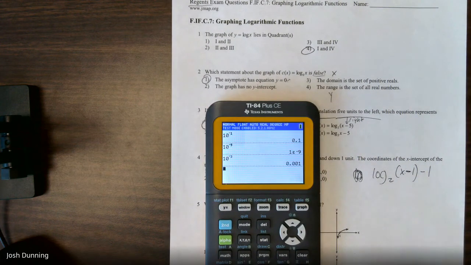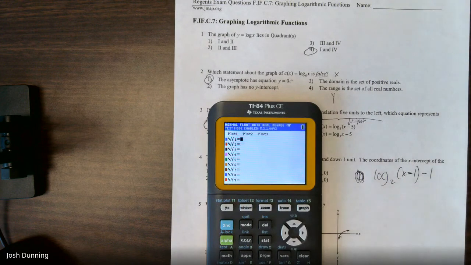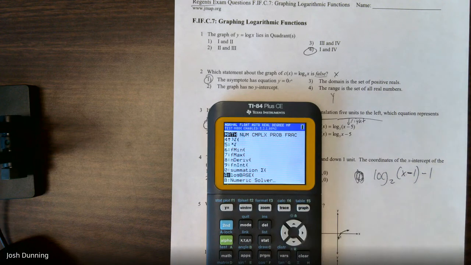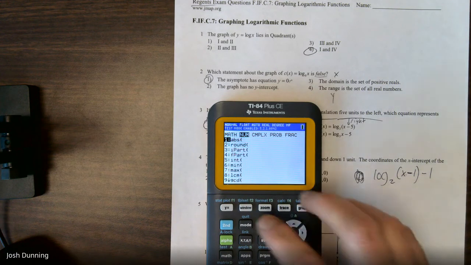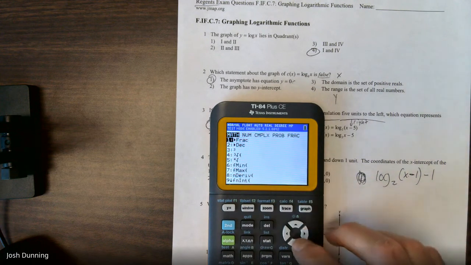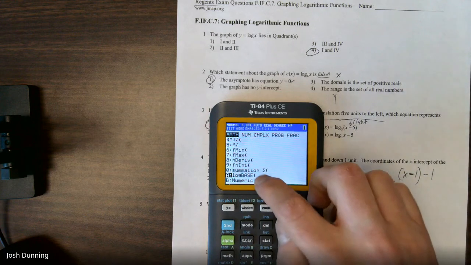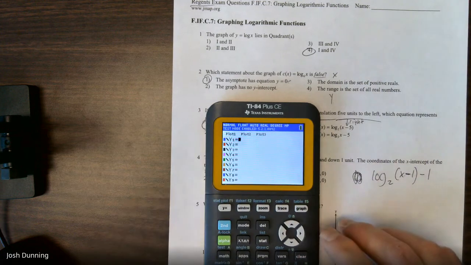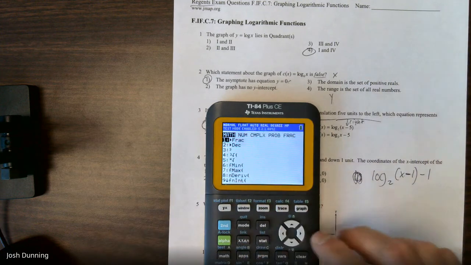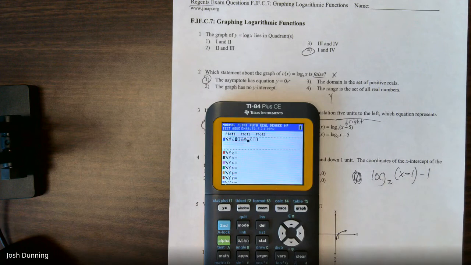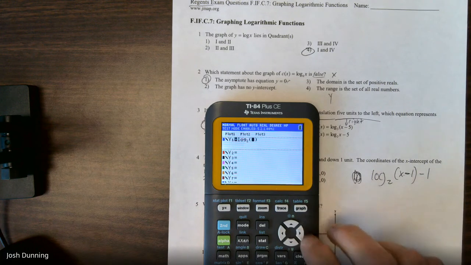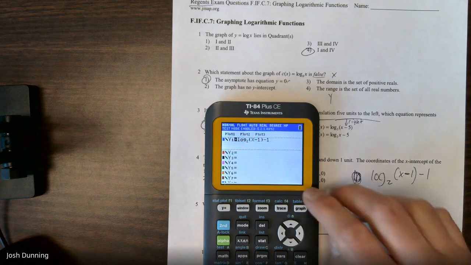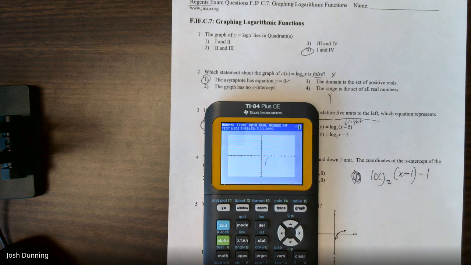Now, it's been a while since I had mentioned this, but you go to math, log base. So you just hit math, and then go all the way down or hit up, log base. Oops. You got to be in y equals, though. Good job, me. There we go. Base 2, x minus 1, hit over minus 1 again. Let's check it out here.